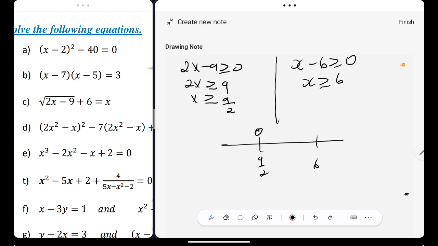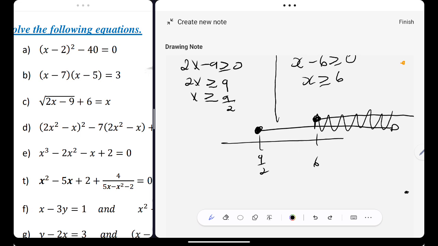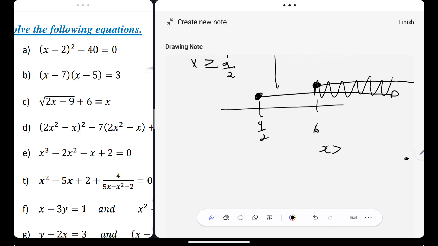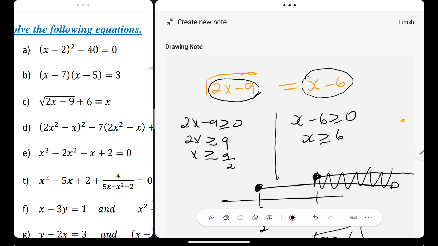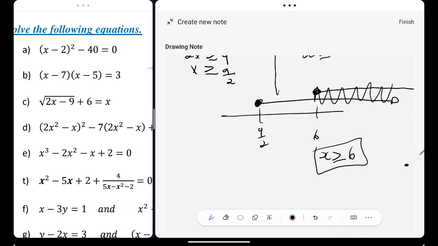We must represent these answers on the number line. It goes here. x is greater or equal to 6. It's there. So this is where they overlap. That means the final restriction should be x is greater or equal to 6. So whatever solution I get when I solve this equation, I will take it if and only if x is greater or equal to 6.